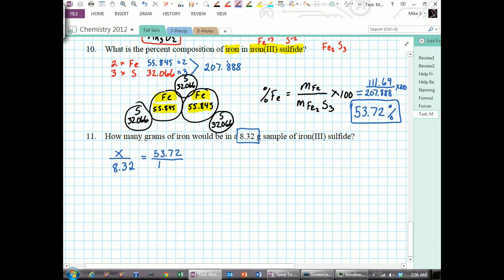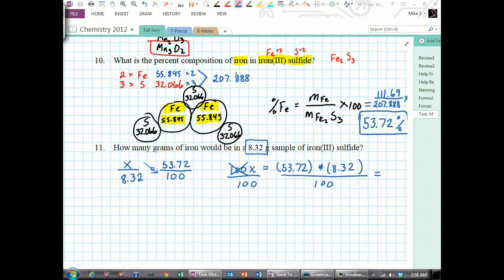Well, we know that the ratio is 53%. 53% is 53 out of 100. So you're trying to solve for x. Do cross multiplying, and you get 100x is equal to 53.72 times 8.32. To get x by itself, we have to divide both sides by 100 to get our answer, which is 4.47 grams of iron.